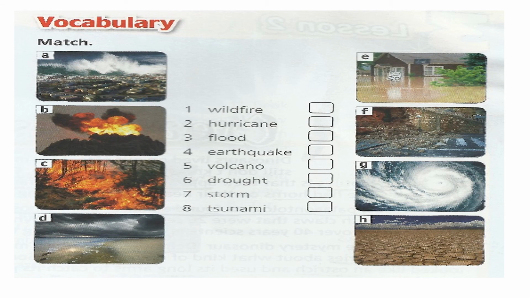Vocabulary. Match the pictures from A to H with the numbers from 1 to 8. 1. Wildfire. 2. Hurricane. 3. Flood. 4. Earthquake. 5. Volcano. 6. Drought. 7. Storm. 8. Tsunami. The answers: 1. C. 2. G. 3. E. 4. F. 5. B. 6. H. 7. D. 8. A.